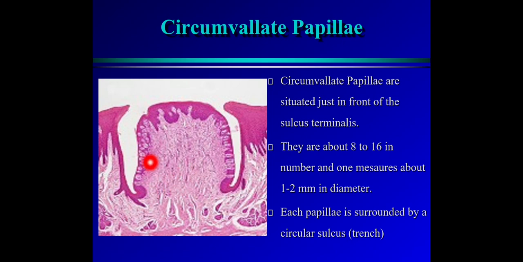Here in the picture, this is the circumvallate papilla. The circumvallate papilla is dipped down into the surface of the tongue, whereas the fungiform papilla is a projection from the surface of the tongue. So that is the difference. And the circumvallate papilla is larger in size, and surrounding it there is a circular sulcus called the trench. Okay, so this is the circumvallate papilla.